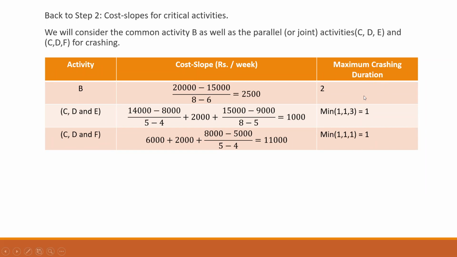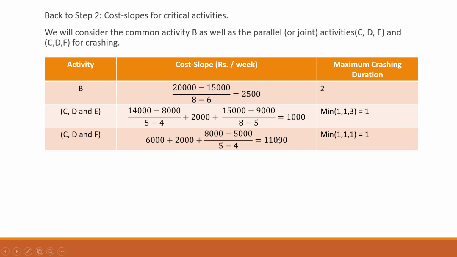Now, this is more important. In the last column, the maximum crushing duration for B is given as 2. For C it is 1, for D it is 1, and for E it is 3. You'll see that we have already crushed D. Actually, in the initial phase, the crushing time for D was 2 weeks. Because we have already crushed by 1 week, 1 week is left, and that's why we have taken 1. The minimum of all these 3 is 1. That means I can crush these 2 parallel activities by only 1 week here.